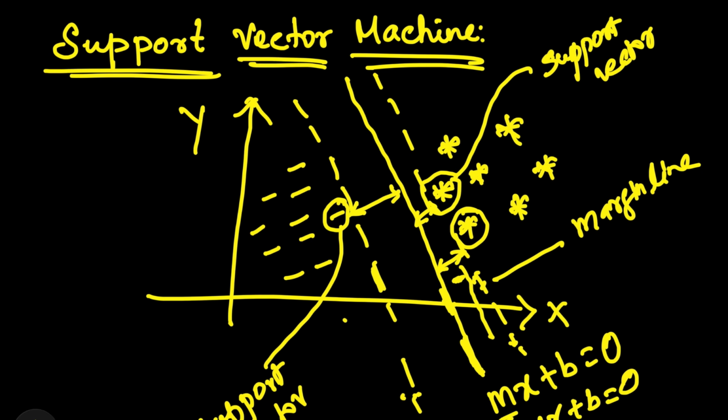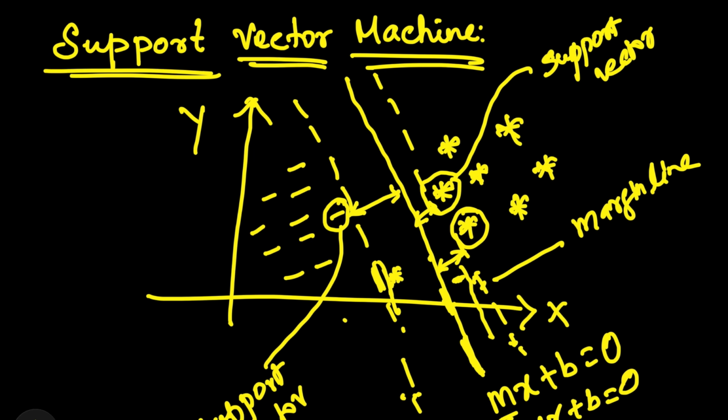See, if I have a star here, alright, this boundary line can be moved till here in order to make a clear separation of your positive and negative classes.